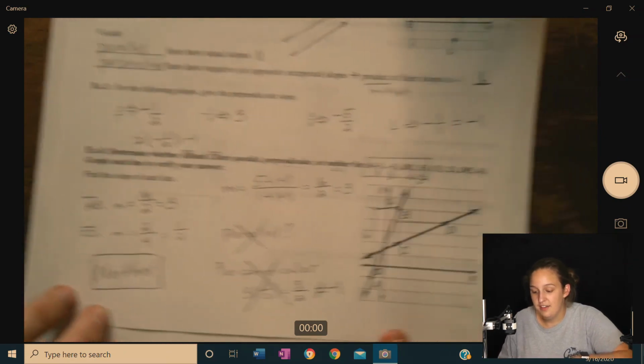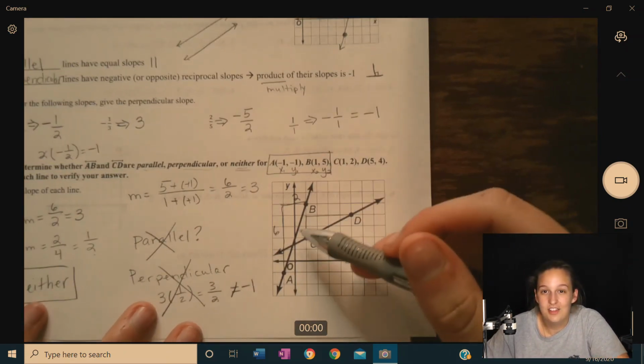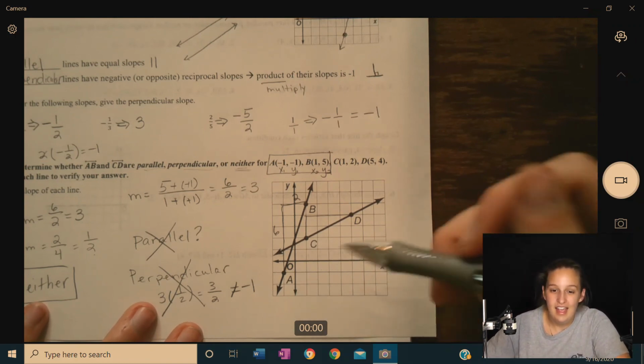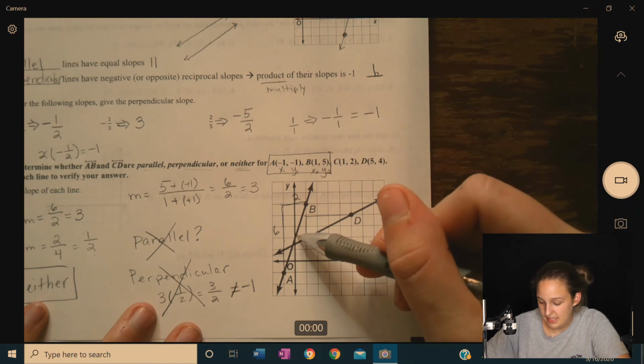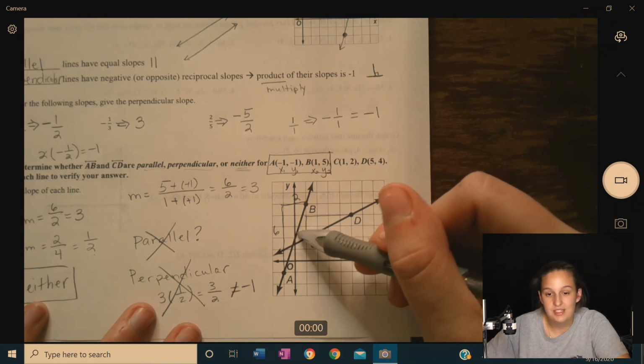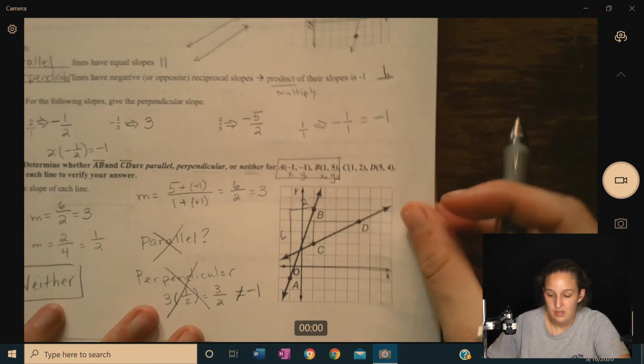And you can see that in the graph. So these 2 lines, they intersect, so they're not parallel, and they're not perpendicular because this angle right here is not 90 degrees. If this angle was 90 degrees, they would be perpendicular to each other.